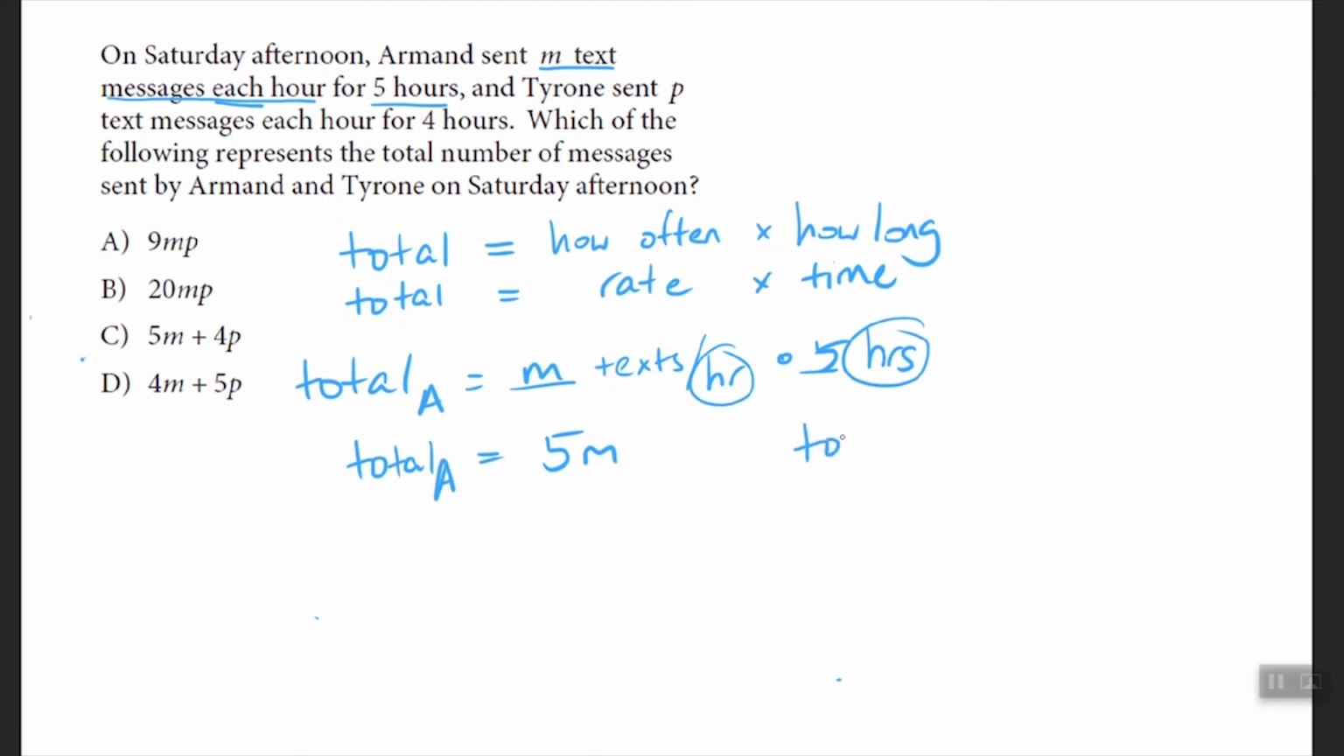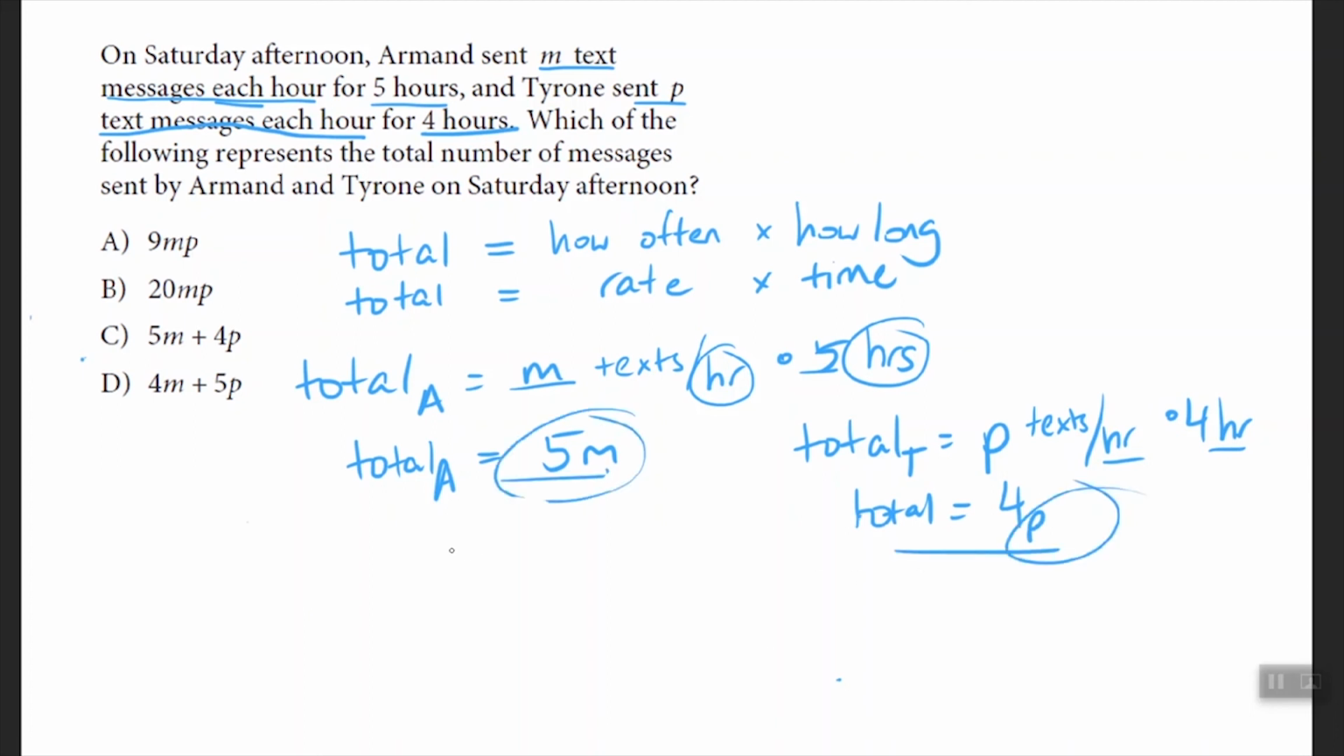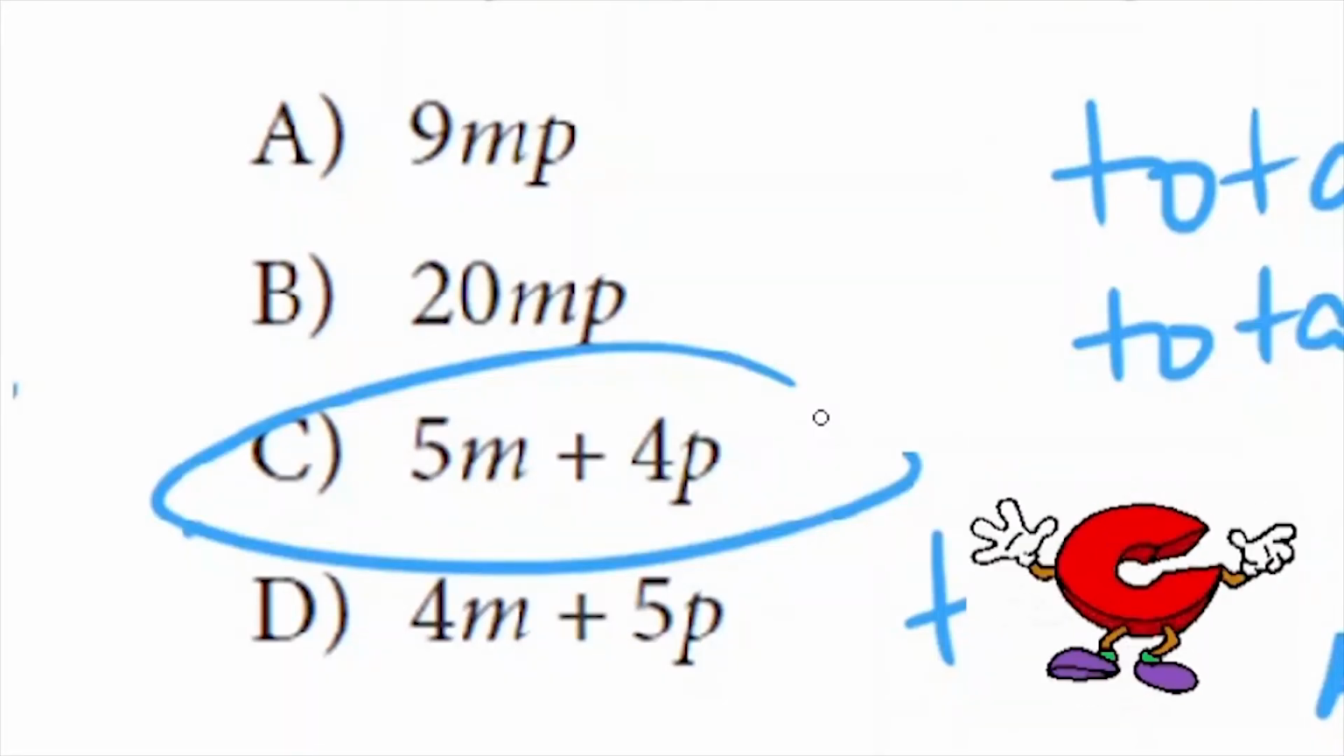Let's find the total for Tyrone. Here, we found the rate, P text messages per hour. So that's going to be P texts per hour. And then the time is 4 hours. Here the times match, so the total is going to be 4P. Nice. Now that we have their individual totals, let's bring them together to get the final answer. And the answer is C.